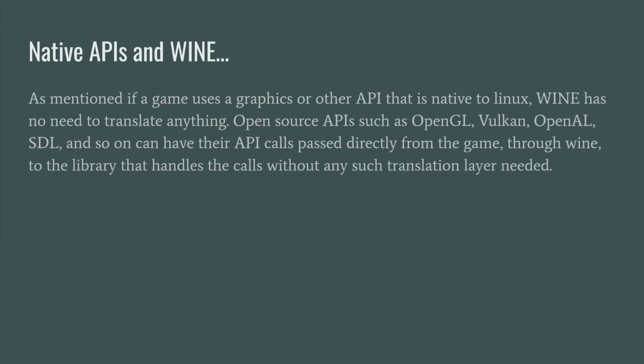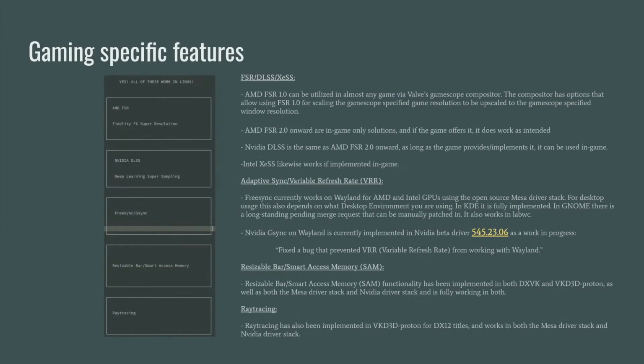Native APIs and Wine. As mentioned, if a game uses a graphics or other API that is native to Linux, Wine has no need to really translate anything, at least nothing major. It does have some code that it uses, but nothing that causes any kind of crazy amount of overhead. Open source APIs such as OpenGL, Vulkan, OpenAL, SDL, and so on can have their API calls passed directly from the game through Wine to the libraries that handle the calls without any major translation layers needed. Like I said, there's some minor stuff that happens there, but nothing too crazy.